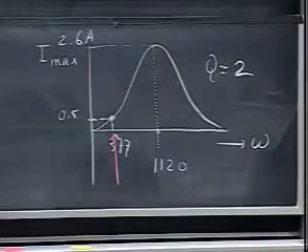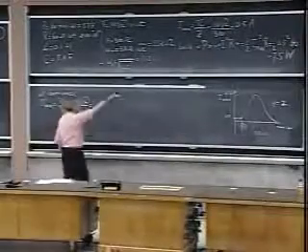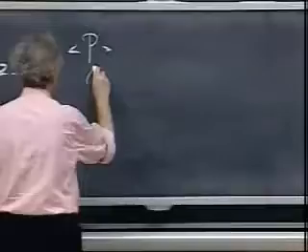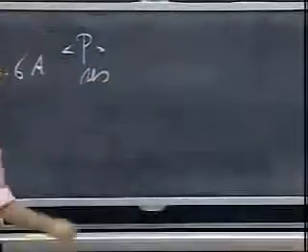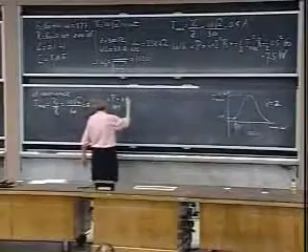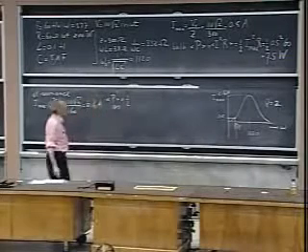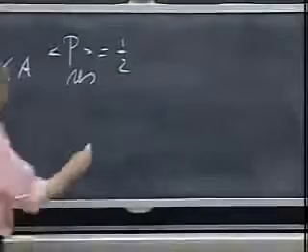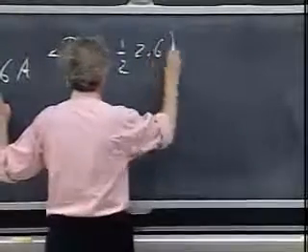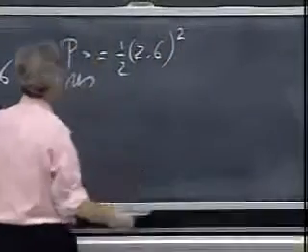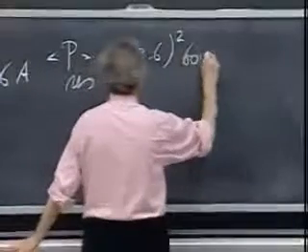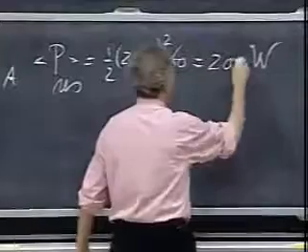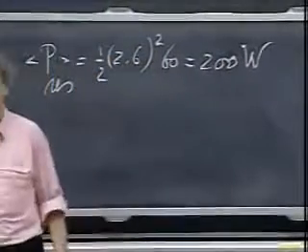I can calculate what the power is that the bulb is dissipating at resonance. Well, that is my 1/2, which is the time average cosine squared. My I max is now 2.6 amperes. So now I get 2.6 squared. And my resistance is still 60 ohms. And this is 200 watts. What a coincidence. That's the way we designed the experiment.